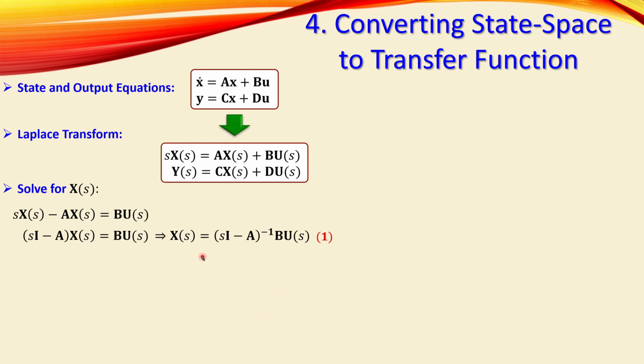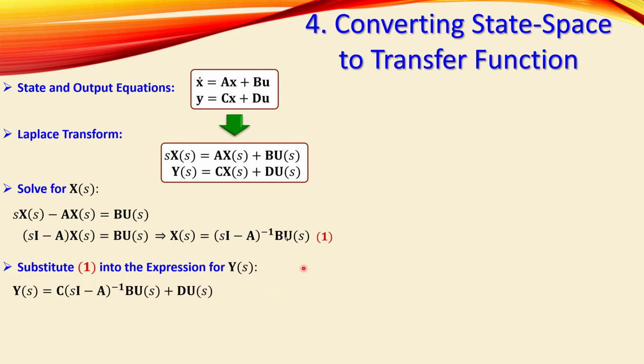Now that is our first equation, and we have expressed x in terms of the rest of the variables. Now substitute that into the expression for y. Where is the expression for y? It is here. So let's do that. We place the x in here, so C times the whole thing from equation number 1. What you see now is that we can take u out, so we have C times (sI minus A) inverse, times B plus D, and the whole thing times u.